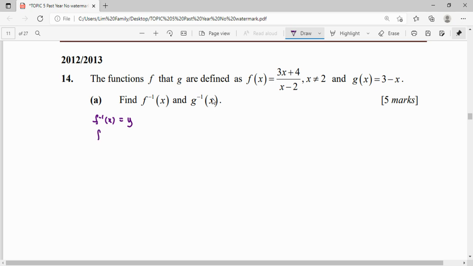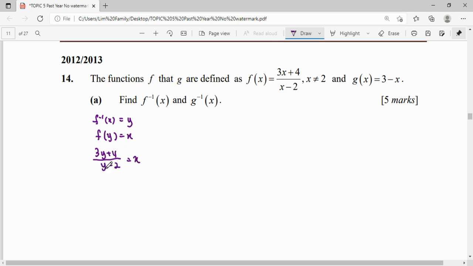Then we inverse the function: the domain and range we exchange. Substitute y into our function f(x) here, so where the x will be substituted by y here. Then we are going to find out what our y is.